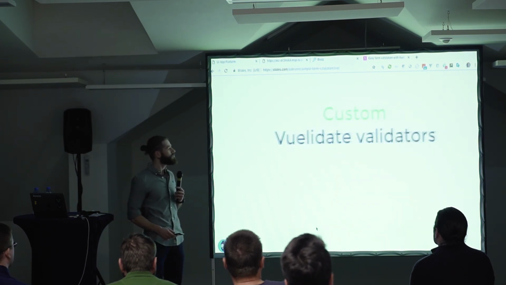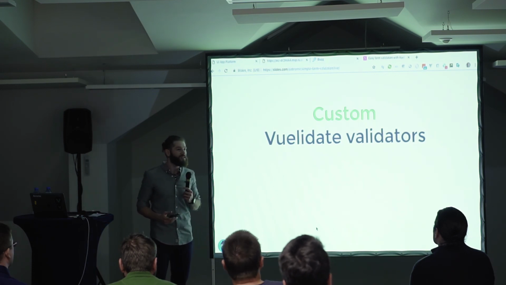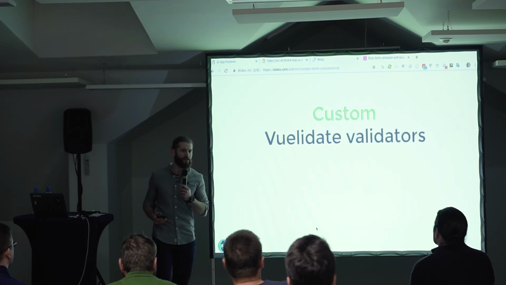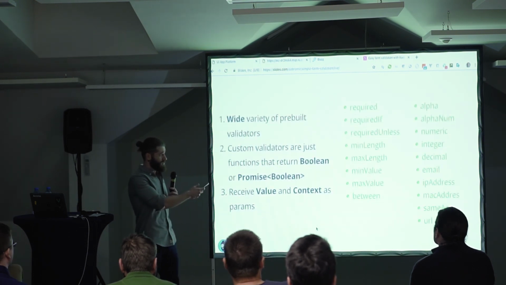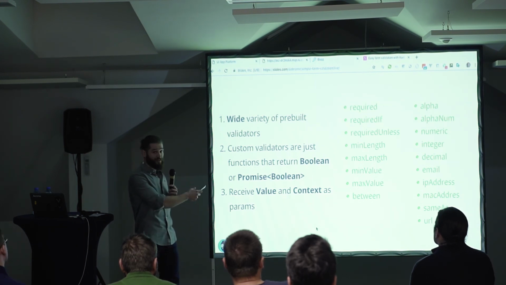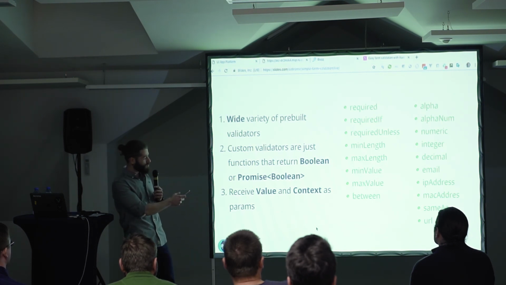Nice. Okay, so what about custom ones? Let's say you really need to track some very specific rule that Vuelidate doesn't have. What do you do? Well, for starters, they have a lot. And these are not all of them. This is just a chunk of them. And from just looking at them, these are probably most of what you'll be needing anyway.